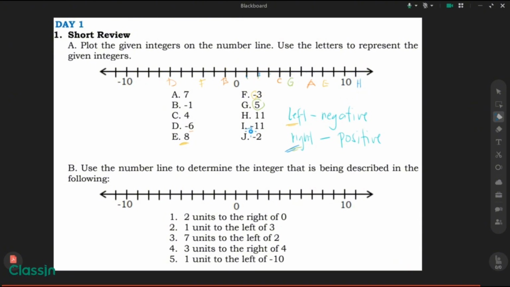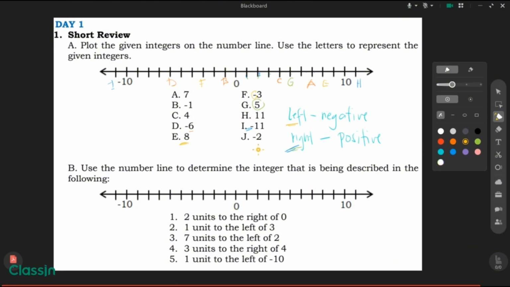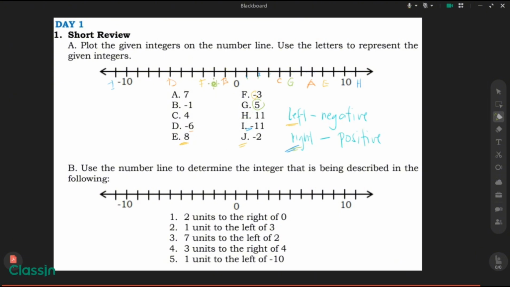What about the letter I? -11. This is negative, so we need to move to the left. How many units? 11. So our answer will be here. What about the last letter? The J, which is -2. Since it is negative, we are going to move to the left. How many units? 2. Very good. Okay, nice one. So it seems like you know how to plot the given integers on the number line. That's a good thing. It's just a review.